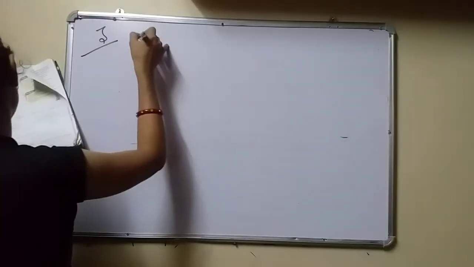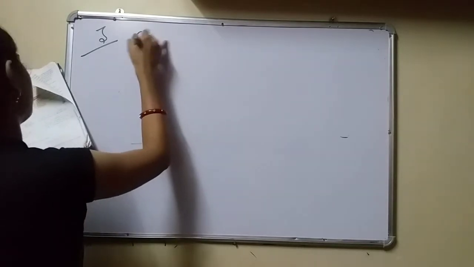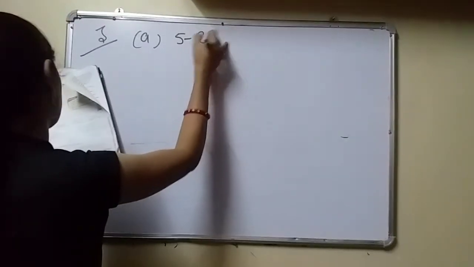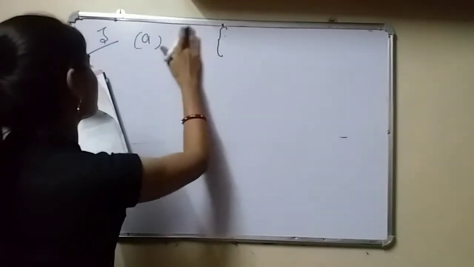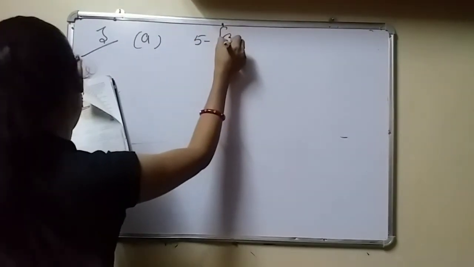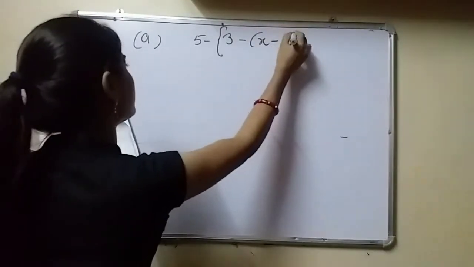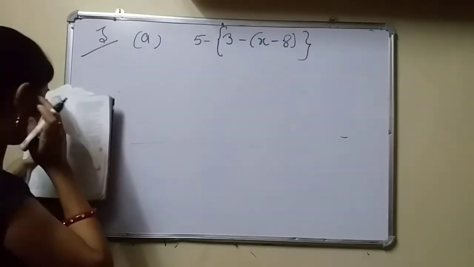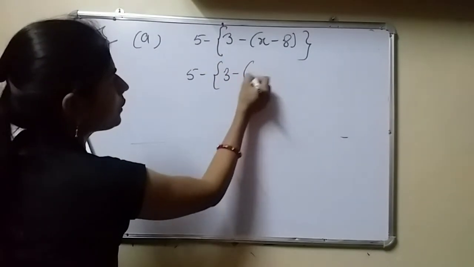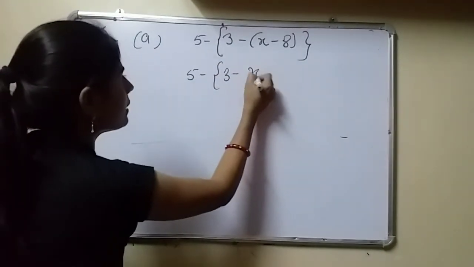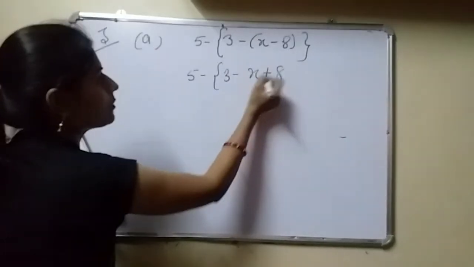Question number 3, simplify the following. 5 minus 3 minus x minus 8. Okay, solve it. First of all, open the brackets: x plus 8, minus minus becomes plus.